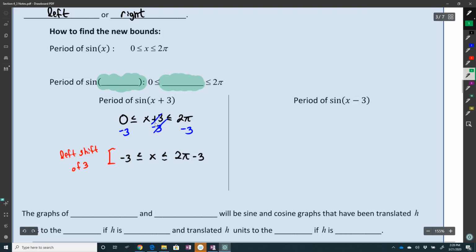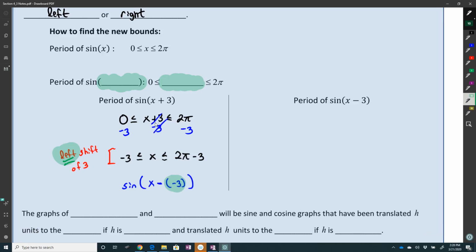So to keep the idea of the left in there, what we usually do, like I mentioned before, is we say that this equation was sine of x minus negative 3. Okay? That way, minus negative 3 corresponds with left, and you don't have to think of it as opposites.